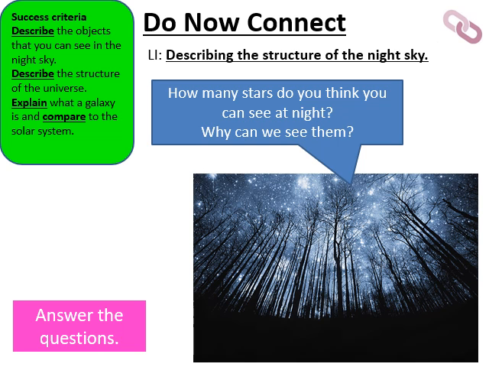So for today's Do Now Connect activity, I want you to start by having a really good look at the picture on the screen. How many stars do you think you can see at night? Okay, so just to help you out, that picture might give you some ideas. Why do you think we can see them as well? This isn't going to be marked. So it's just your thoughts. What do you think? Just jot them down on a piece of paper, whatever you've got in front of you, and just have a real go at explaining what do you think you can see? Why can you see them?